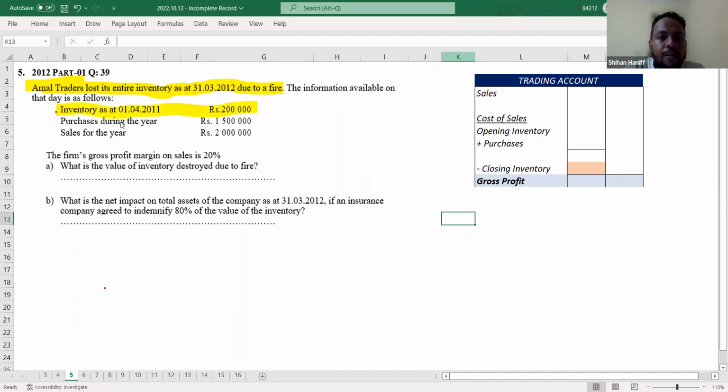The information available on that day is as follows. Inventory 1st of April, 200,000. Purchases, sales. Then the firm's gross profit margin on sales 20%. 20% on sales. See, I told you. Previous one is 20% on cost. This one is 20% on sales. Okay, find the answer. You can use the same method.